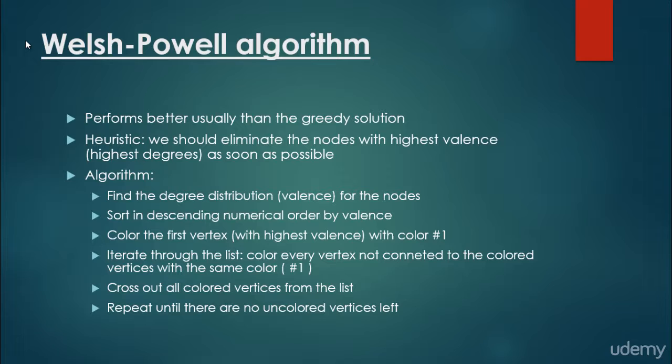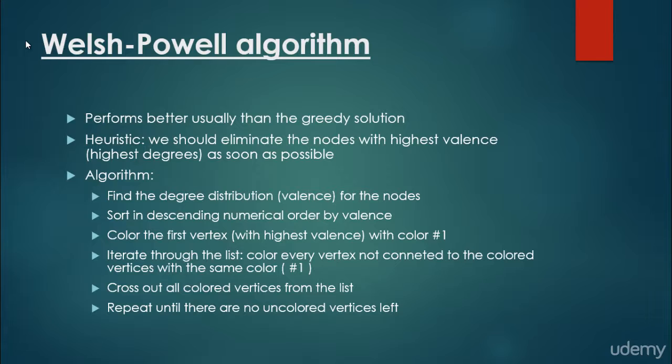It uses a heuristic. We should eliminate the nodes with highest valence, with highest degrees as soon as possible. So the algorithm is as follows. Find the degree distribution or the valence for the nodes. Sort in descending numerical order by valence or the degree distribution. They are synonyms. We can do it in n log n time complexity with the help, for example, of merge sort.